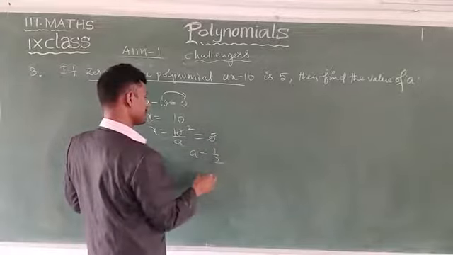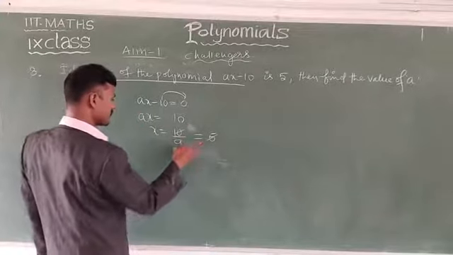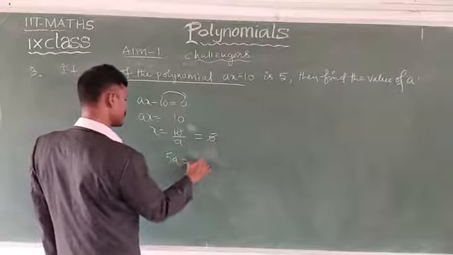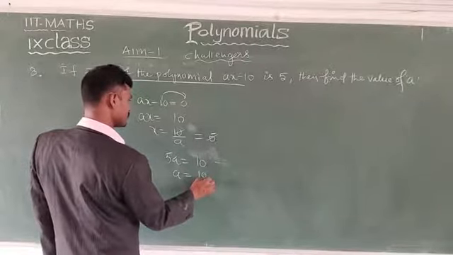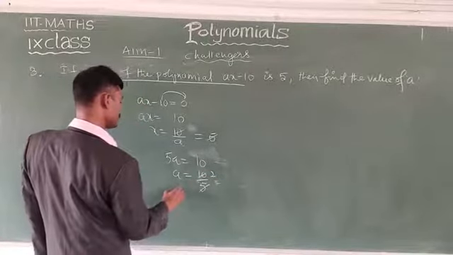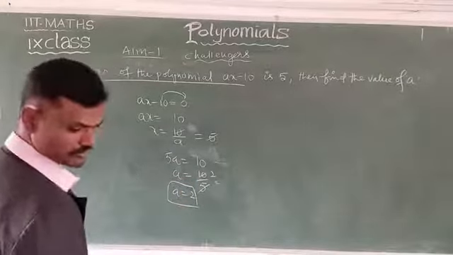Then a is equal to 10 by 5, 5 ones are 5, 5 twos are 10. Or if you are confused, you can write here cross multiply: 5 into a, 5a is equal to 10. Then a is equal to 10 by 5, 5 ones are 5, 5 twos are 10. A is equal to 2. Note down.